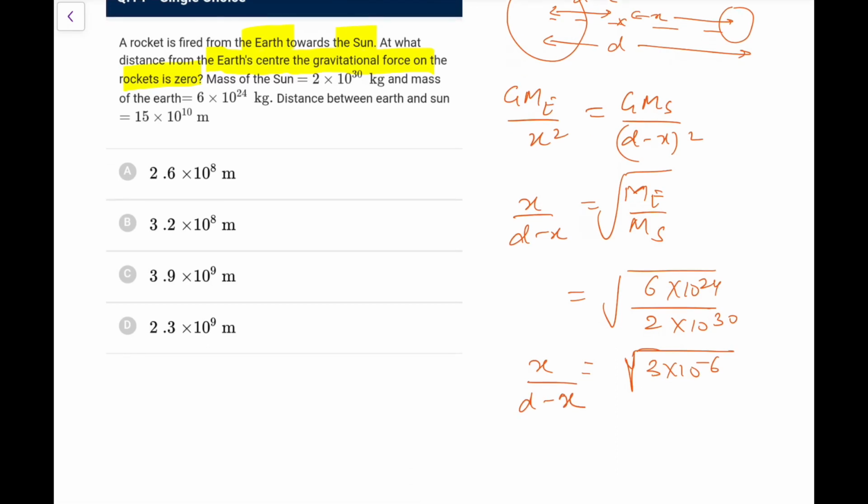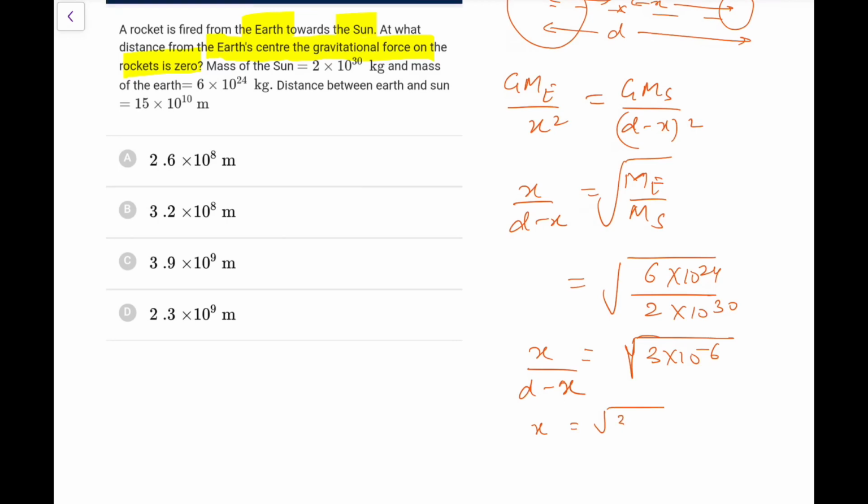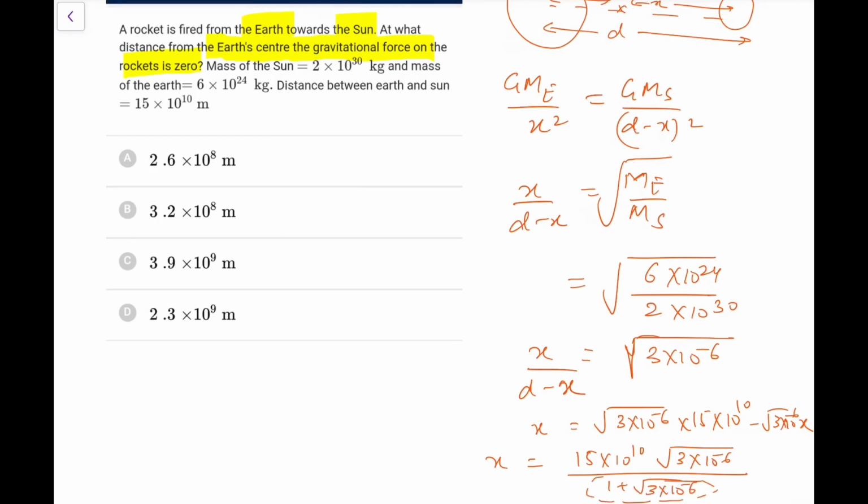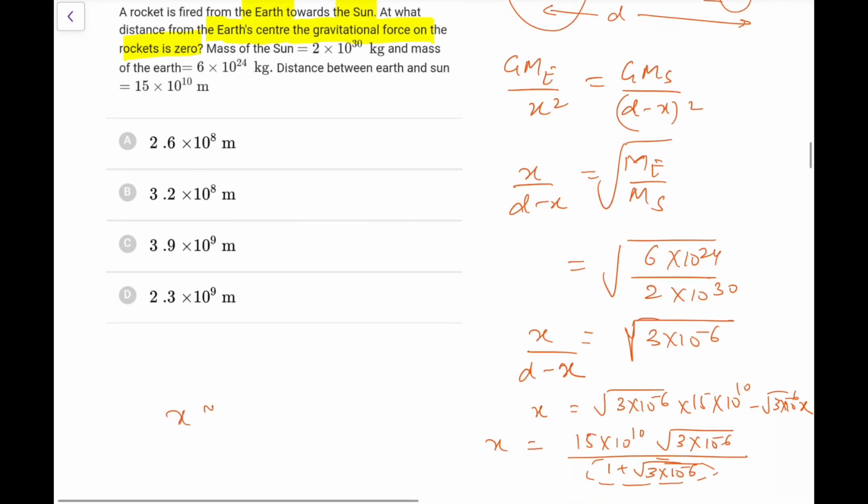So x is root of 3 into 10 to the power minus 6 into d, d is 15 into 10 to the power 10, minus root of 3 into 10 to the power minus 6 times x. So x will become 15 into 10 to the power 10 into root of 3 into 10 to the power minus 6, upon 1 plus root of 3 into 10 to the power minus 6. This is going to be very, very small, approximately 1, so I can go for the direct product. 15 into 10 to the power 7 into root 3. Root 3 is 1.73, so 15 into 1.73 would be approximately 26 or so, times 10 to the power 8. So go for option A, going by the approximation, as the values are very far apart.